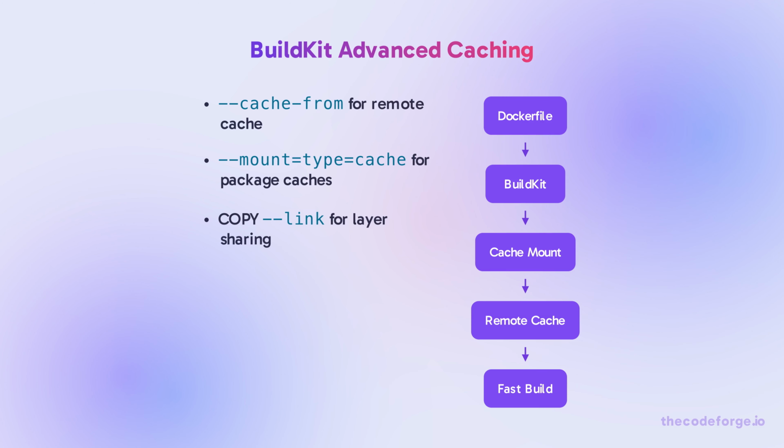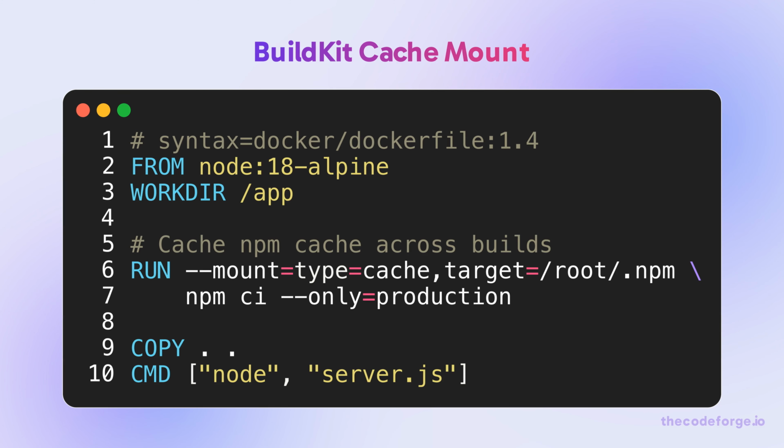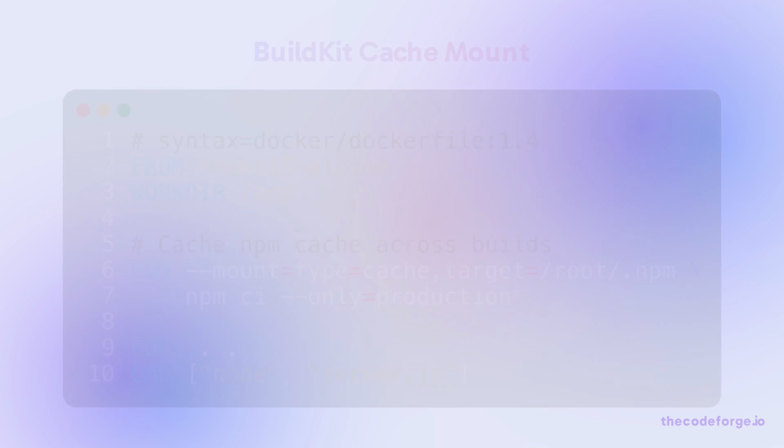BuildKit offers advanced caching. Cache mounts persist package downloads across builds, and cache from pulls cache from a registry. Add the syntax directive docker/dockerfile:1.4 to enable BuildKit features. This cache mount reduces npm install from 45 seconds to 5 seconds on repeated builds.